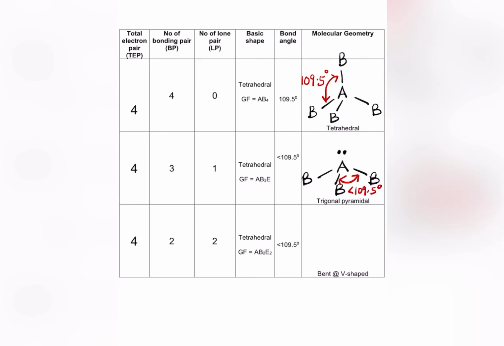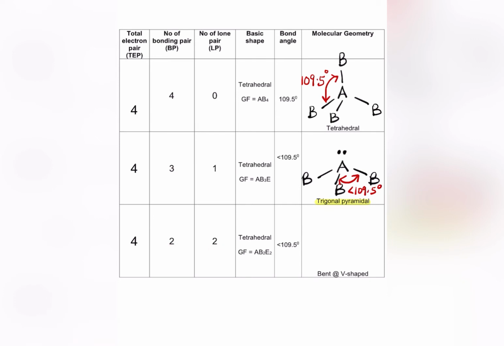So jangan lupa untuk label the bond angle. And the name of the shape adalah trigonal pyramidal. Okay, so lihat di sini namanya sudah berubah. Okay, next one kita ada last one iaitu 2 lone pair, 2 bonding pairs.